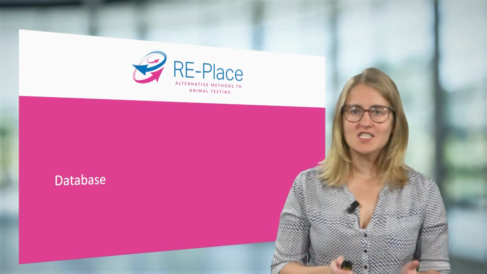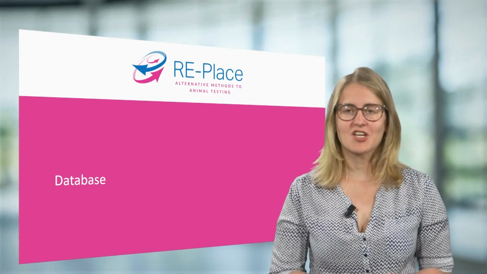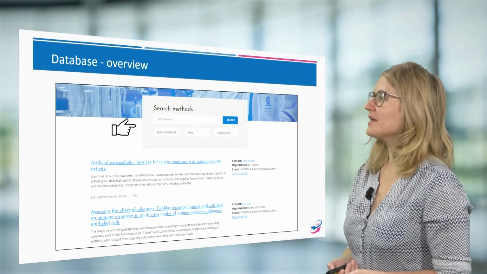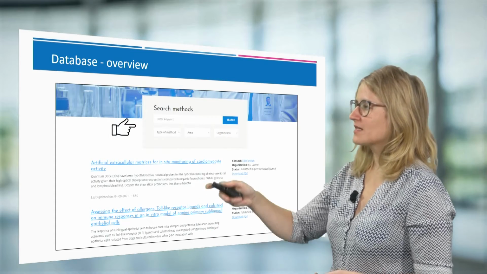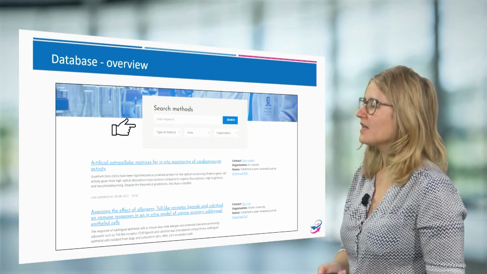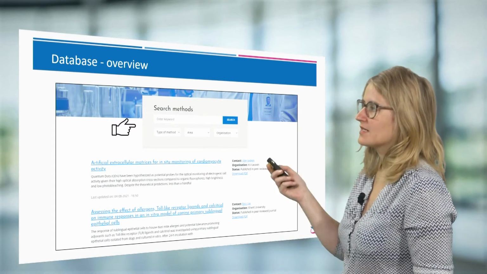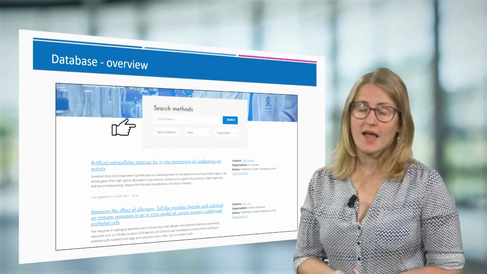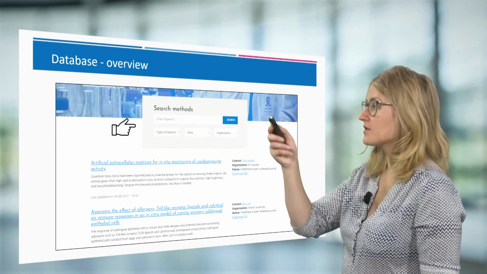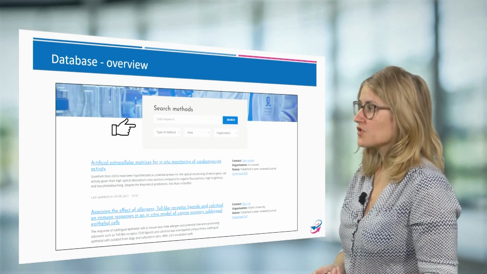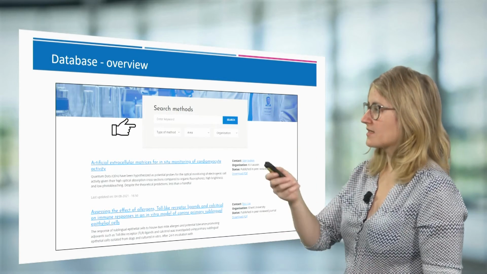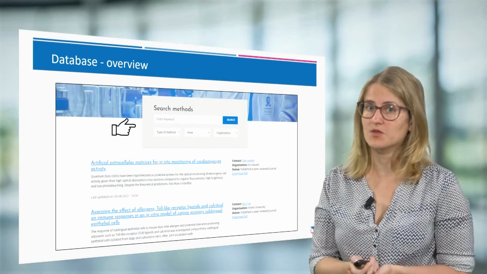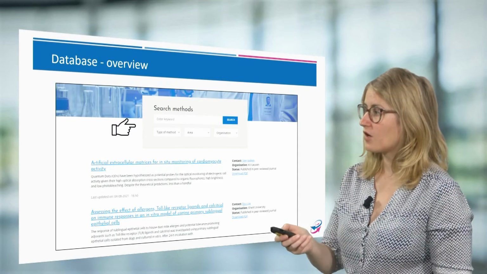And now we come to the last part of the presentation about the database. So this is an overview of the database. On the left side, you can see all the methods that have been submitted to the database. And on the right side, you can see the names of the contacts and the organizations where this expertise is allocated. You can browse the database via keywords or the use of filters, such as type of method, area, and organization.